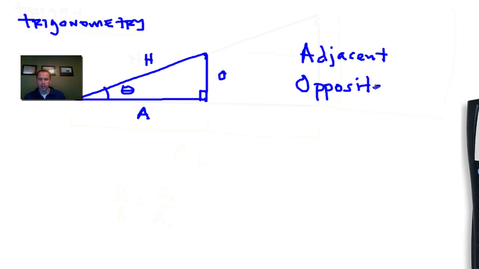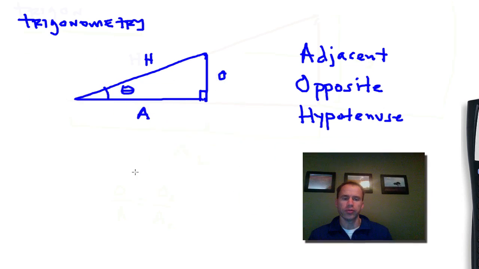So that's the side that's opposite the triangle, and H stands for hypotenuse. And that's what we call the long side of a right triangle. Okay, so trig is just knowing the ratios of O, A, and H, how those three sides are related.